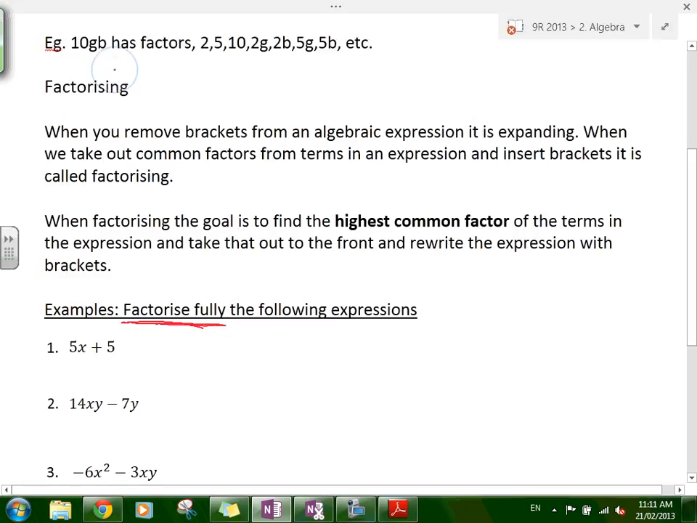Right. So if we have 2 terms here, okay, I'll give you just a moment to write that down and do the examples.